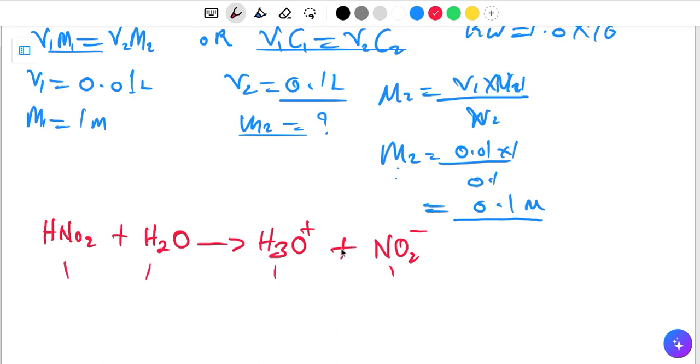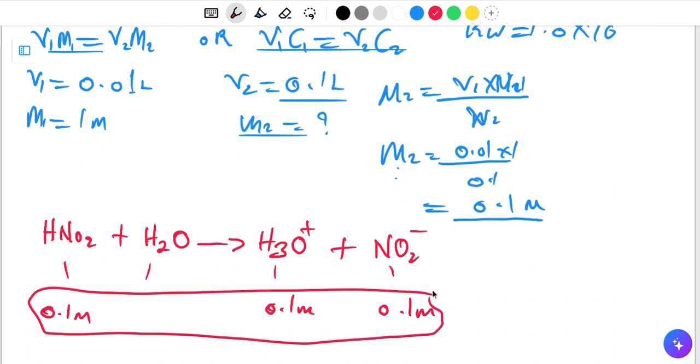Actually this question is supposed to have 2 ICE tables, but I'm just going to draw one to make things very easy for you. If nitrous acid is having 0.1 molarity, then the products here are also going to have 0.1 molarity. Okay, but we can't tell. This is the first table, where they are going to be equal to each other.